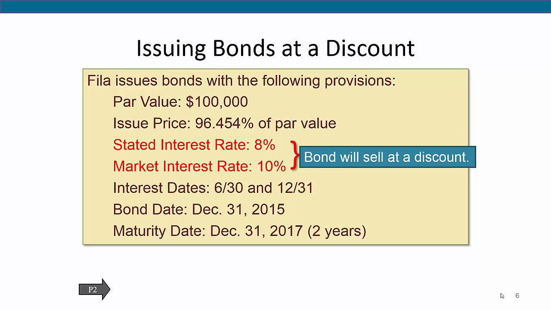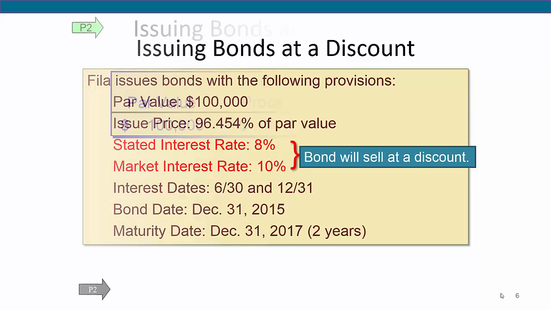In this example, Fila Company sells its bonds for 96.454% of its par value. Because this percentage is less than 100%, it tells us the bonds are being sold for less than par value. The discount in the selling price raises the effective interest rate that the investors will earn to 10%, and the effective interest rate is the actual rate of return being earned by the bondholders and the actual rate of interest expense incurred by Fila.